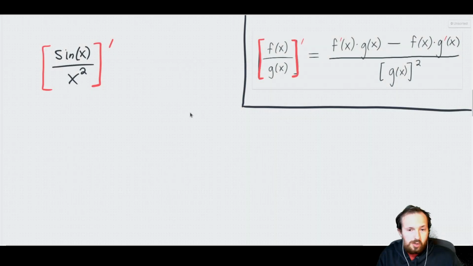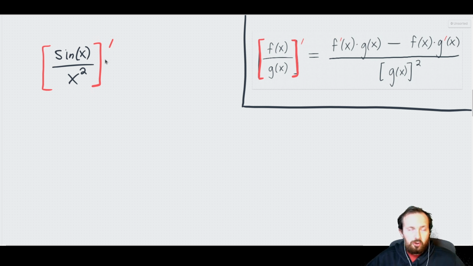So here we're assuming we already know how to take the derivative of sine of x and x squared, which again, those are two separate derivative rules that you would need to know to even begin a problem like this. But assuming you know how to take them individually, we can then use the quotient rule to take the derivative of the quotient of them. So how would you do something like this?